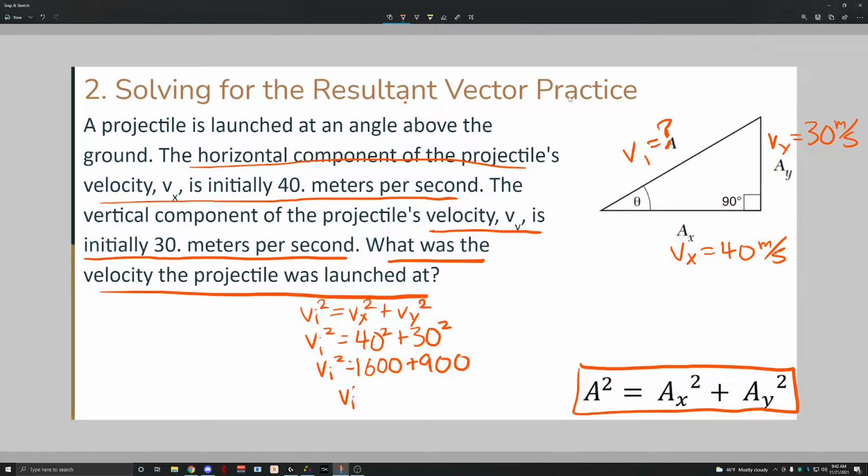900, 1600, 2500, and then you square root this and then you get 50. So now we solve for our side of this triangle, right? So we launched our projectile at 50 meters per second. That's the answer.